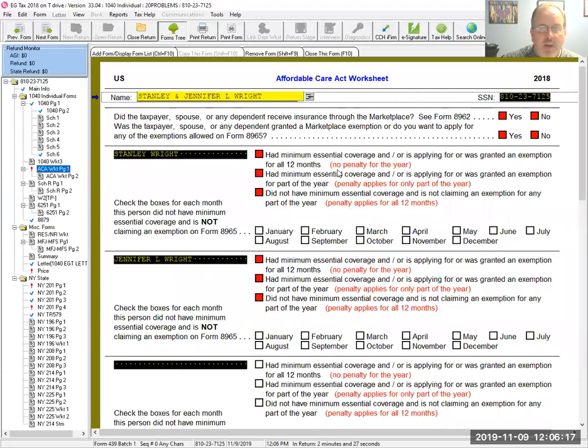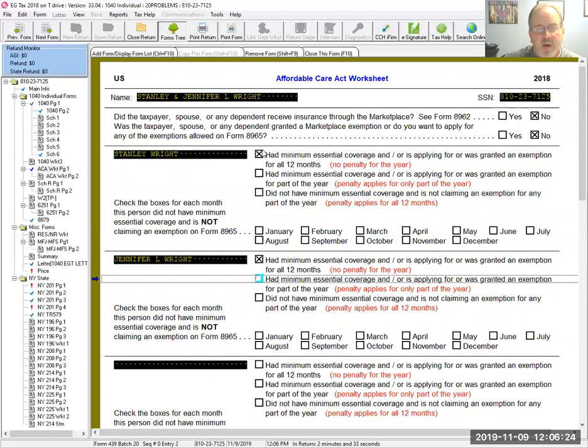Okay, and again, we'll clean up their health insurance. They both had health insurance all year long. So no and no, since it was not through the marketplace, and then 12 months after there. All right. Okay, so let's head back up.